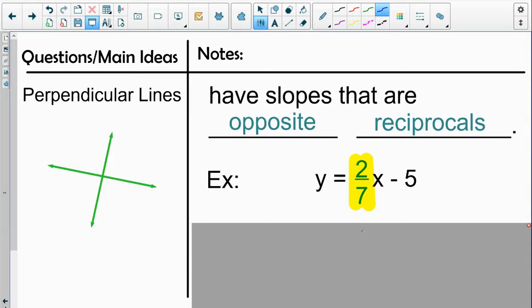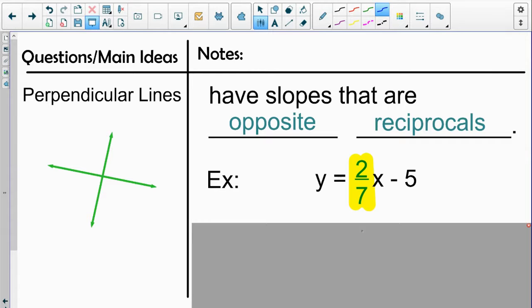So if I have an equation, y equals 2/7 x minus 5, I see that my slope is 2/7. It's highlighted there. I want to think about what would be the slope of a line perpendicular to this. So what is a slope that's an opposite reciprocal to 2/7? So what I would have to do is identify that this is a positive fraction right now. So the opposite of that is going to be a negative value, negative fraction.